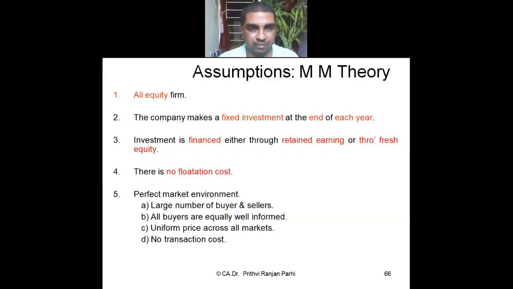Now, next point. Investment is financed either through retained earning or through fresh equity. So when money is required, we don't have any debt, it is an all equity firm, and every year you need investment. So how can we finance that investment? Investments can be financed either through retained earning, that means through our reserves, or through fresh equity. Either I can issue new equity shares or I can use my retained money. So that is the assumption. Then point number four.